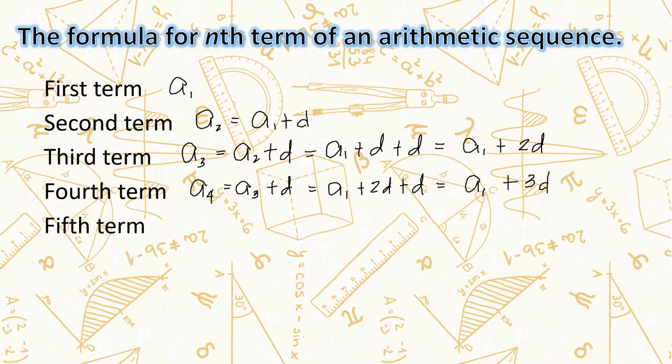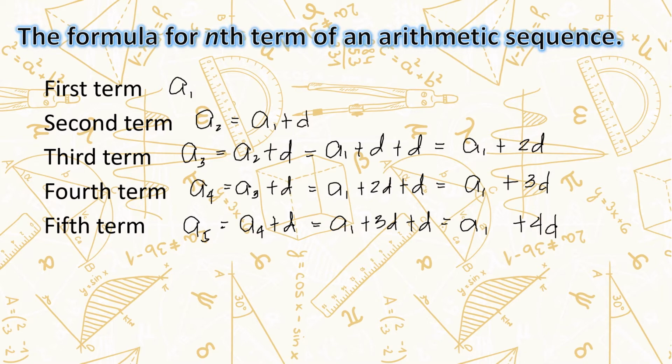Let us continue with the fifth term. That will be a sub 5 equal to a sub 4 plus d. Again, a sub 4 is equal to a sub 1 plus 3d. Therefore, we have a sub 1 plus 3d plus d. Then a sub 5 is equal to a sub 1 plus 4d.